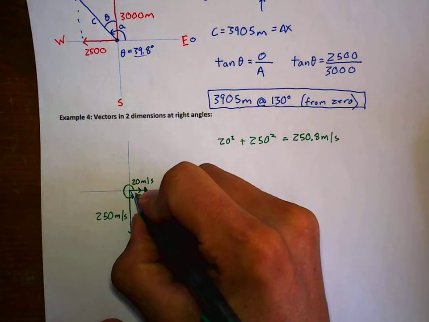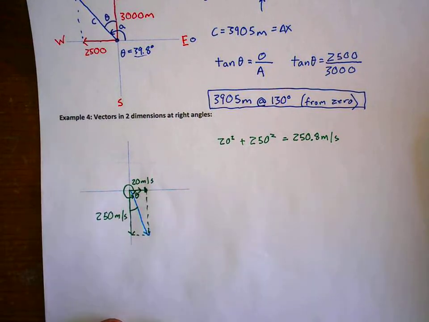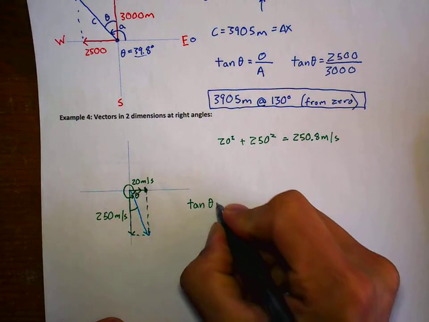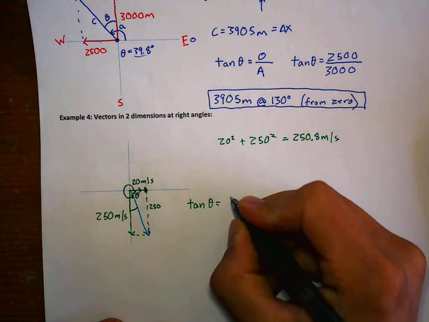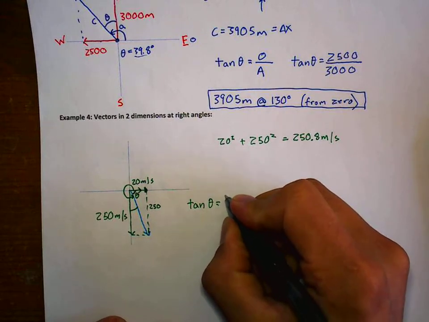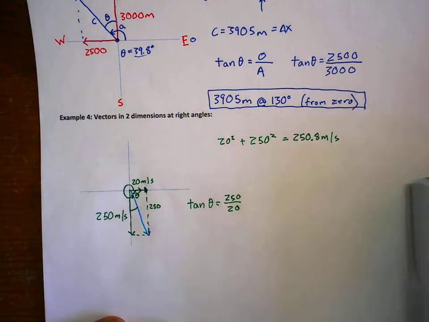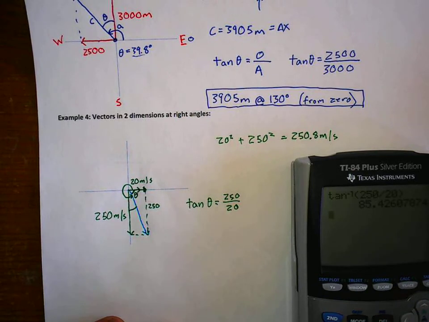So what I'm going to do is call this theta right here. And you could also call this theta if you wanted to, and just change your trig. And so I'm going to say tangent theta is equal to the opposite side, which is this, 250, over the adjacent side, which is 20. So tangent theta is equal to 250 over 20. And again, you could use sine or cosine if you wanted to, depending on what your favorite trig function is. Second tangent of 250 divided by 20, and I get 85.4 degrees.